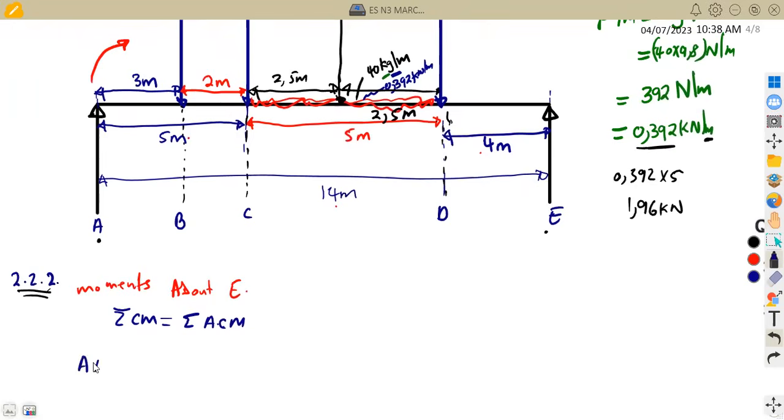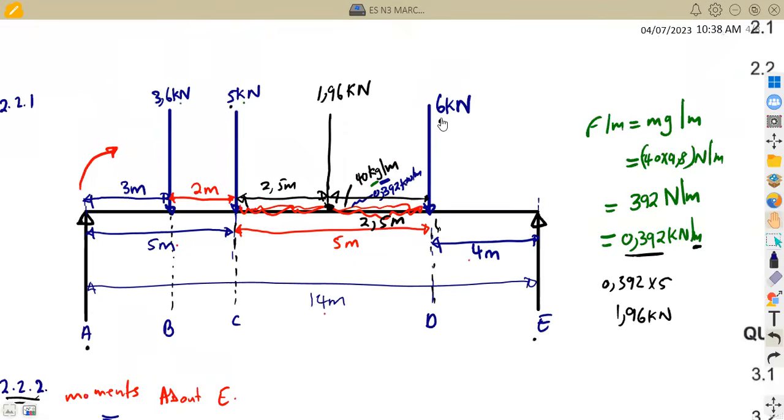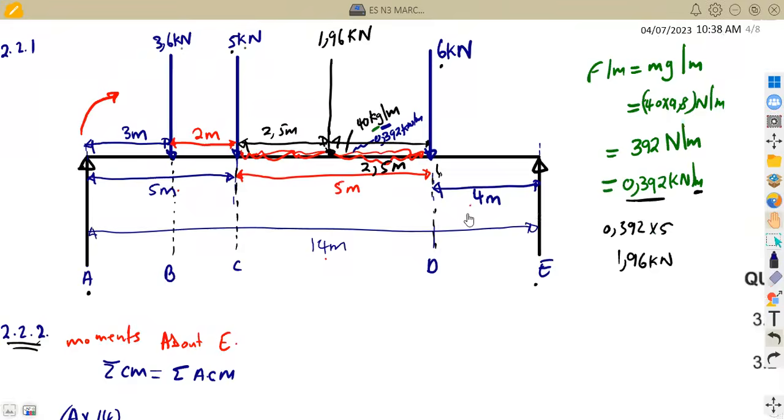So that is A times the distance back to E, which is 14 meters, so 14 times A, which is equal to, we take all the rest, which is in the anti-clockwise. That's 6 back to E. We've got a distance of 4 meters. So that's 6 times 4.